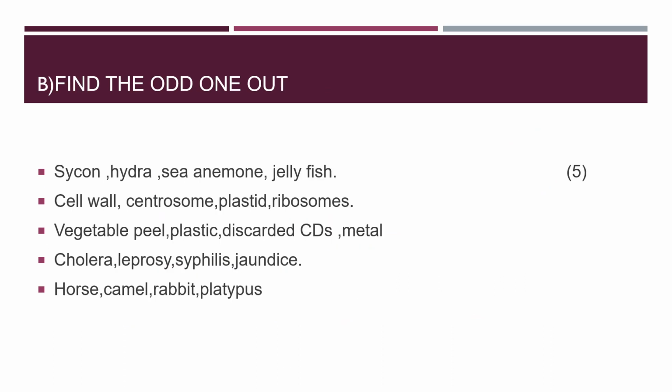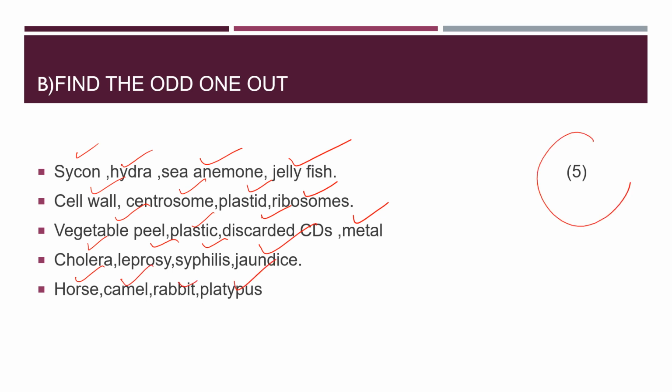Now here there are 5 odd one out questions, so you should logically think about why the odd one is selected, and then you should answer the following. Now the first one is sycon, hydra, sea anemone and jellyfish. Second one is cell wall, centrosome, plastids and ribosome. Third one is vegetable peel, plastic, discarded CDs and metal. Fourth one is cholera, leprosy, syphilis and jaundice. Fifth one is horse, camel, rabbit and platypus. Now this also consists of 5 marks.